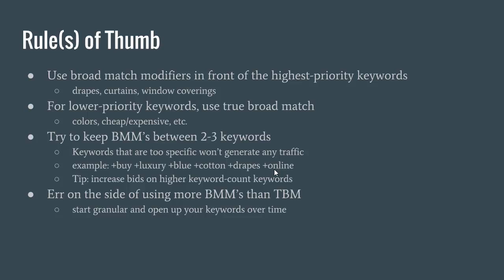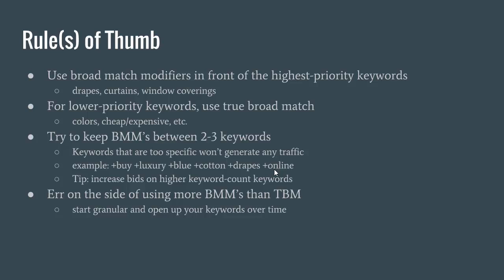So a lot of times if you upload lists of keywords that are all broad match modifiers, but each one of them has, and I've seen this a lot on phrase match and exact match as well, 6 or 7 keyword count keywords, those keywords are just going to be too granular. They're not going to generate any traffic. So try to keep the broad match modifiers between 2 to 3 keywords, so 2 or 3 plus signs in your keywords, and then add as many true broad matches as you deem necessary. It probably should only be 1 or 2.